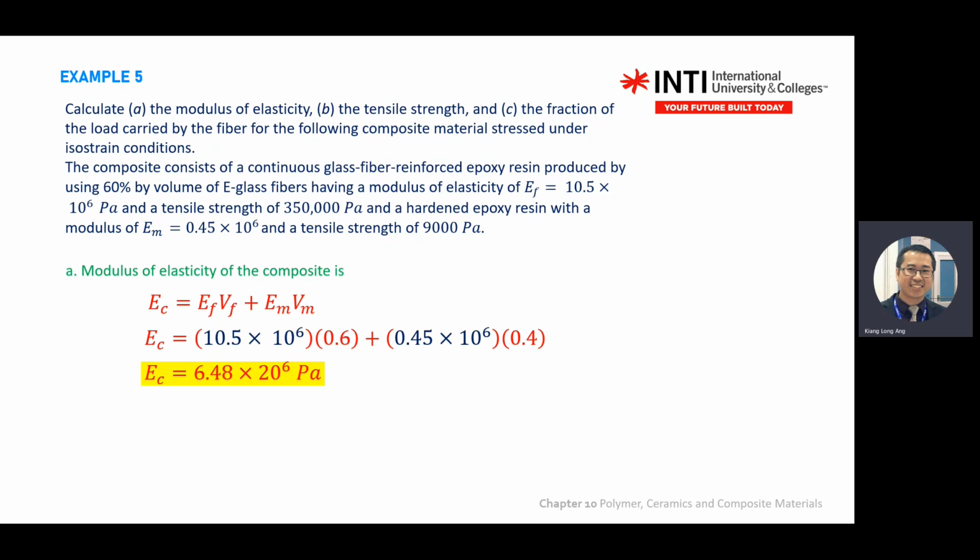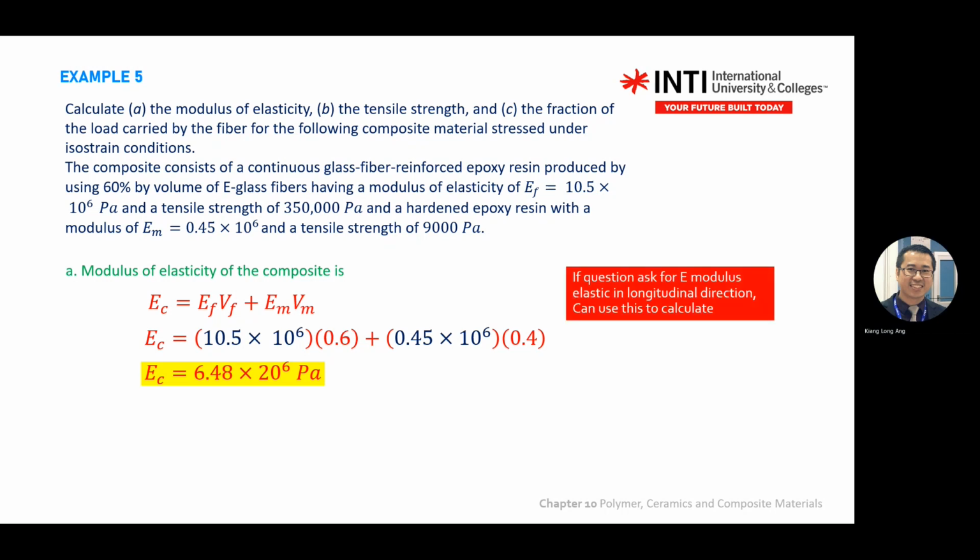So at the end, you get E of the composite is 6 point something. Typo error here, it's not 220, it's 10 power something. Again, when you do your assignment, please check your answer because some of my slides have a typo error. Don't blindly copy. So I just put in a note there.